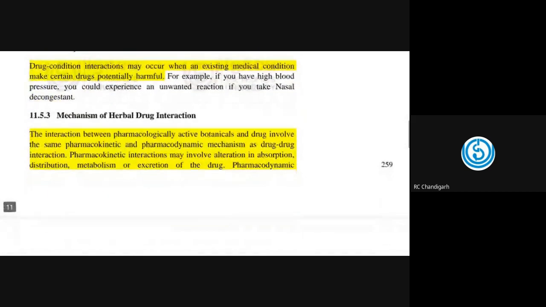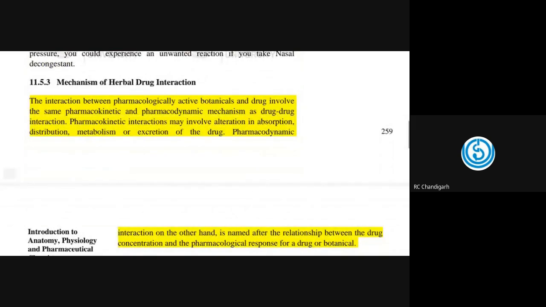Now, mechanism of herbal drug interaction. The interaction between pharmacologically active botanicals and drugs involves the same pharmacokinetic and pharmacodynamic mechanisms as drug-drug interaction. So there are different pharmacologically active botanicals and drugs which are involved in the same pharmacokinetic and pharmacodynamic mechanisms as drug-drug interaction.